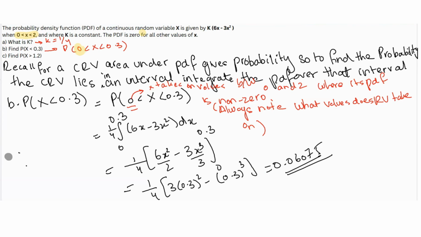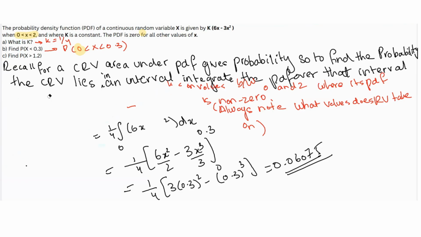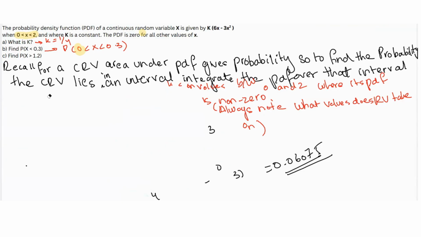So the next part is the probability x is greater than 1.2. Again, what we'll do is we'll make the interval more specific by taking into consideration that x only takes values between 0 and 2, where its PDF is non-zero, right?